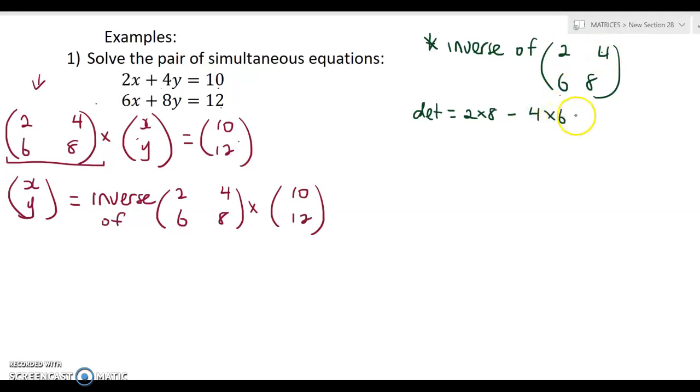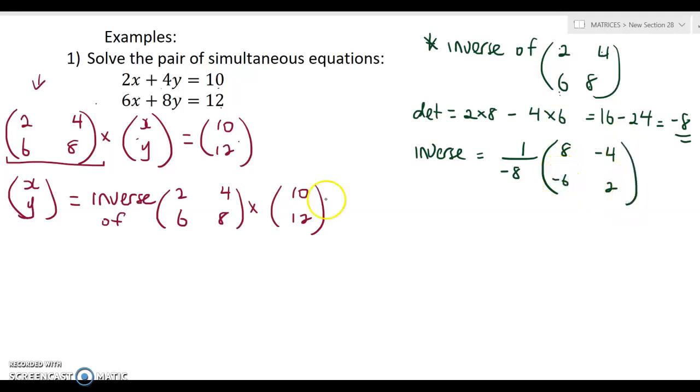4 by 6. So my determinant is 16 take away 24. Now my inverse, remember, is 1 over the determinant, so 1 over minus 8 by the new matrix. Switch the numbers in the first diagonal: 8 comes here, 2 comes here. The numbers in the second diagonal stay put, but we change the sign. So that's my inverse there.